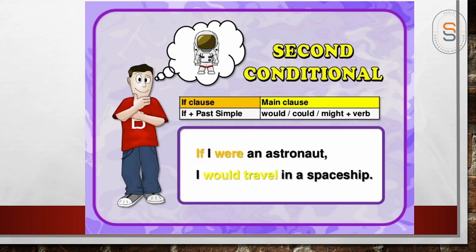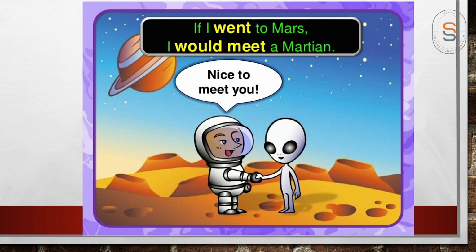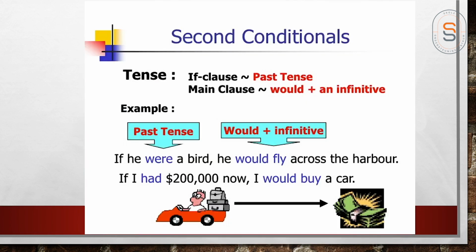The second conditional, if your if clause is in the past simple tense, then you use would, could, might, and your verb. If I were an astronaut, I would travel in a spaceship. If I went to Mars, I would meet a Martian. So remember, your if clause is in the past tense, and then your main clause, you add would, could, should, or might plus your basic form of the verb. So past tense, the second conditional is past tense plus would, could, should, might plus your basic form of the verb.